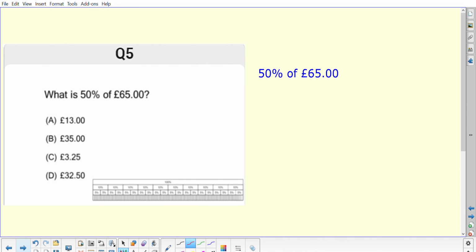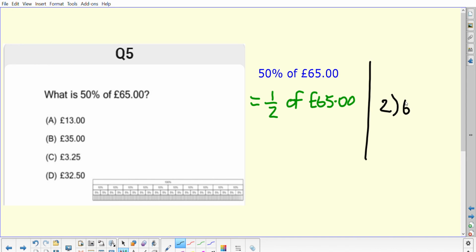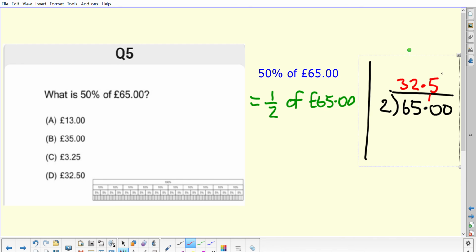Last question, back to 50% again. So remember, 50% is a half. So we're doing a half of £65. So writing out your into part, we're doing 2 into £65. So 2 goes into 6 3 times, no remainders. 2 into 5 goes twice with 1 remainder. Remember your decimal point. 2 into 10 is 5, and 2 into 0 is 0.